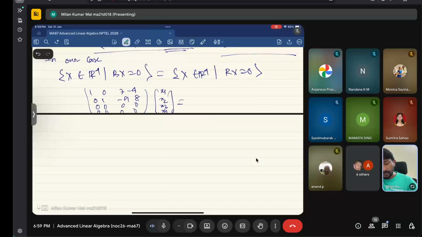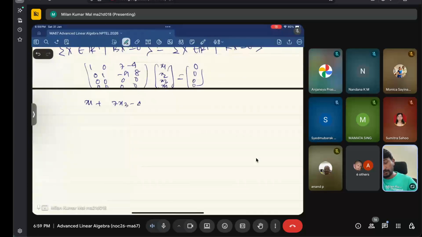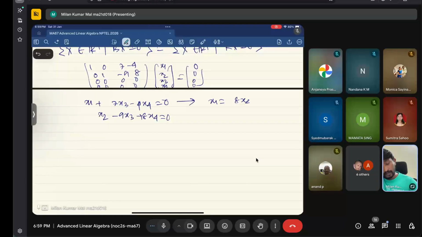So what will I get? I will get x1 plus 7x3 minus 4x4 equal to 0. Another equation is x2 minus 9x3 plus 8x4 equal to 0. So this equation will give x1 equal to 4x4 minus 7x3, and this equation will give x2 equal to 9x3 minus 8x4.